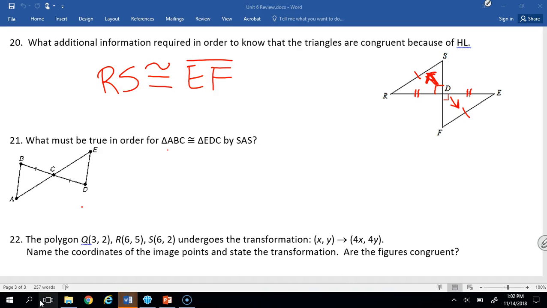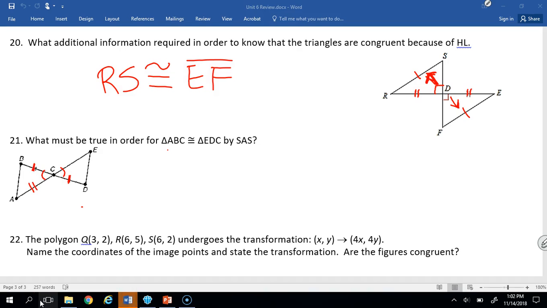Then we're talking about number 21. What must be true in order for ABC to be congruent to EDC by side, angle, side? So first of all, we know that these two angles are congruent, and it says side, angle, side, so we have a side here, and we have a side there, and then we have the angle.